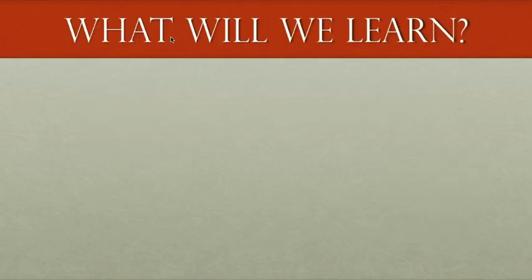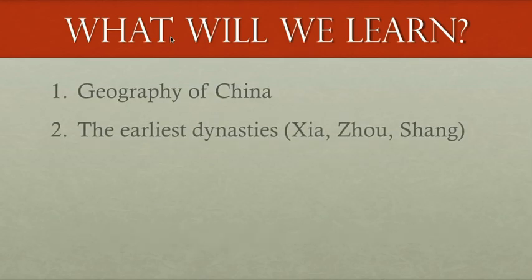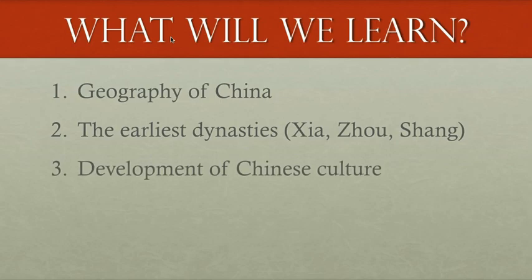Our roadmap, what will we learn? Well, like I said, we're going to start with the geography of China. We are going to touch a little bit on some of the earliest dynasties. These will not be dynasties we will need to know for our test, but in order to start the story on the Chinese, we have to talk about the Xia, the Zhou, and the Shang dynasties. We will then look at the development of some of the Chinese culture at the end of this PowerPoint.